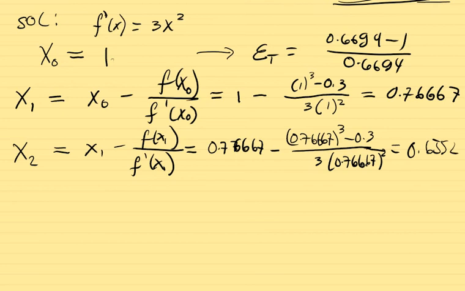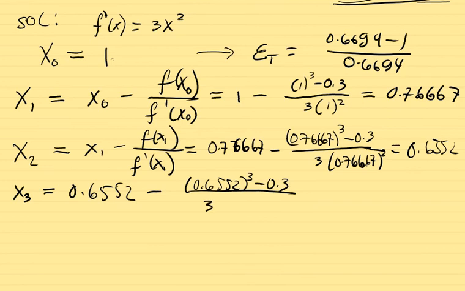Then we go again, x3. For x3, instead of x1, it will be x2. I'll just directly put the values now; you don't need to write them out every iteration. So this will be 0.6552, the previous approximation, minus 0.6552 cubed minus 0.3 all over 3 times 0.6552 squared. Then calculate again on our calculator.